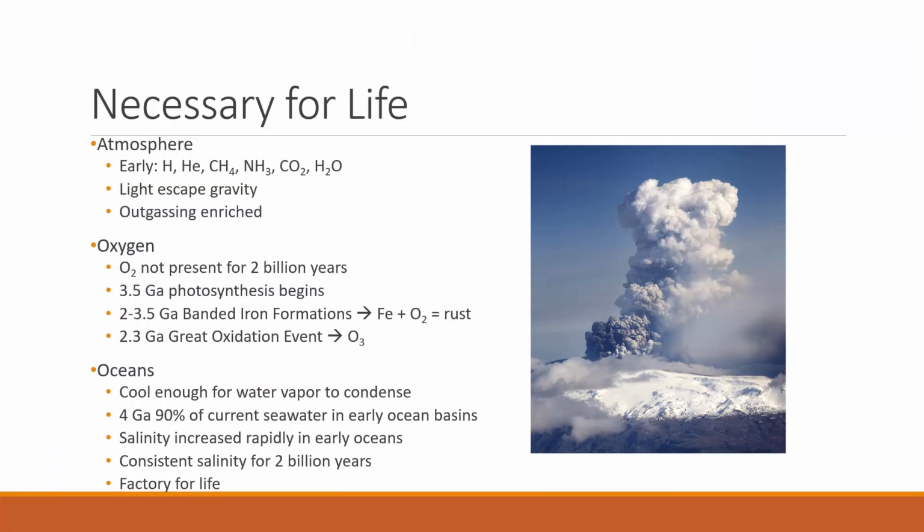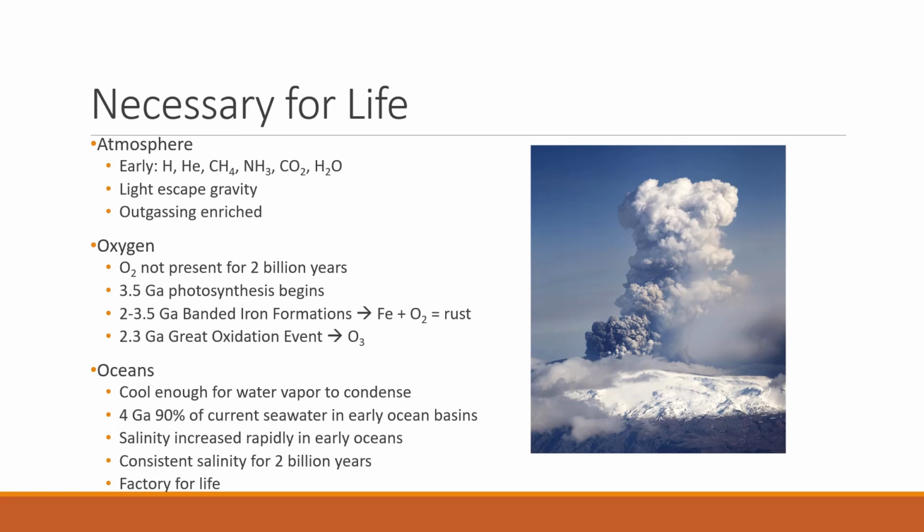But again, for life to be present, we have to have a few things. An atmosphere is very necessary. Our early atmosphere did not look like our current atmosphere. Our early atmosphere was hydrogen, helium, methane, ammonia, carbon dioxide, and water. Currently, our atmosphere only holds about two of those. We have carbon dioxide and water in our atmosphere now. We don't see these other gases at nearly the degree they were in the early Earth.